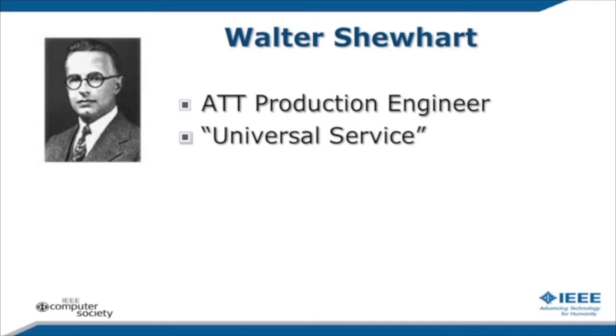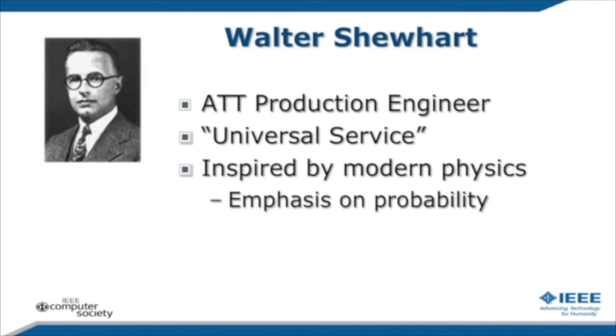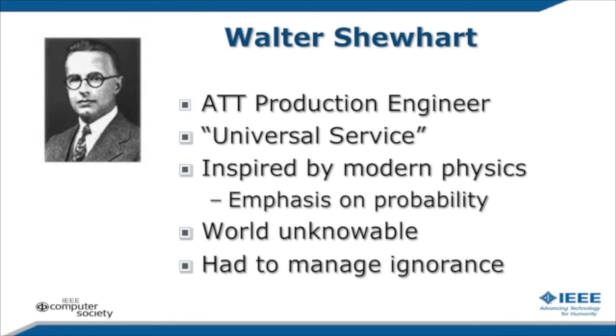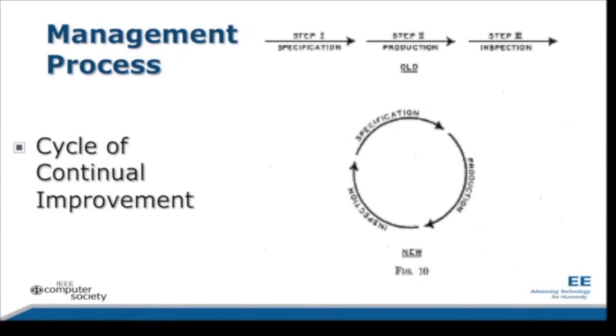In building his ideas, he was inspired by the physics of his age, the 1930s, with its emphasis on probability and the fact that no state of matter, certainly at the quantum level, was ever knowable. He observed that in fact the human world was unknowable, and that one had to put in place a system to manage ignorance. His system used a cycle of steps that have come to be known as the cycle of continual improvement. The idea was that you started by designing a product, then you built the product, and then you deployed and tested the product.